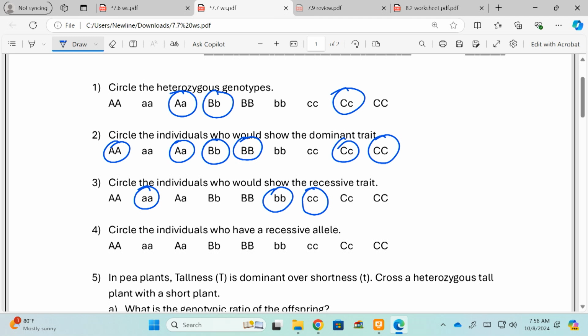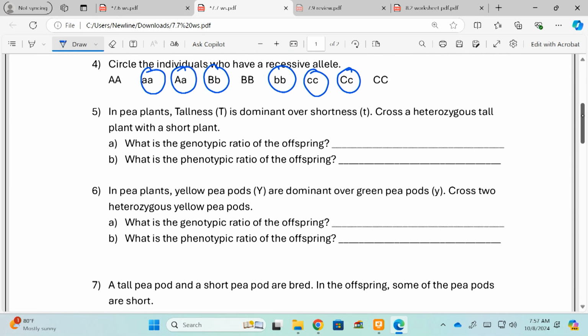Okay, here's number 4, circle the individuals who have a recessive allele. So this one's a little bit different. This is just saying if there's a recessive allele at all, circle it. Okay, and remember the recessive alleles are the lowercase ones. So this one has a recessive allele, this one has a recessive allele, this one has 1, this one has 2, this one has 2, this one has 1. Okay, so all of those have at least one recessive allele. Great, so let's scroll down and keep this going.